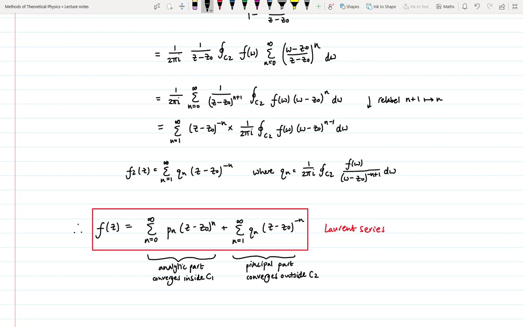And so we have successfully found a power series in positive and negative powers of n with which to express our complex function, f of z. As a quick point here, if we went back to assuming that our function was analytic on and within that larger circle C1, then the coefficients qn would vanish, and we would recover a Taylor series as before.